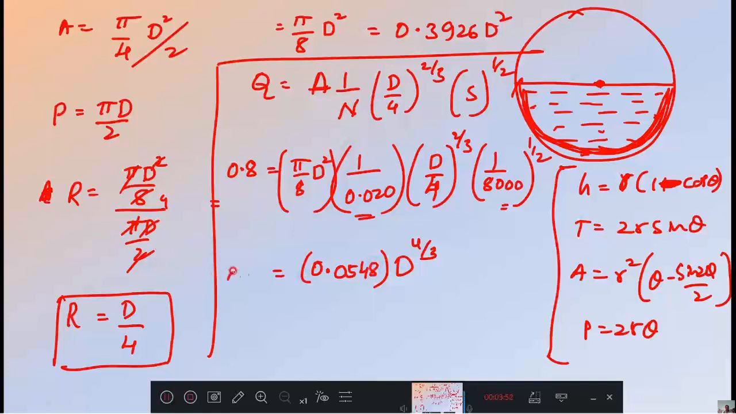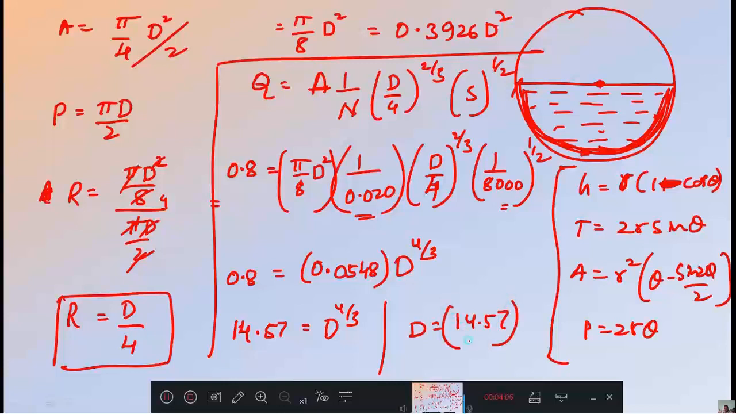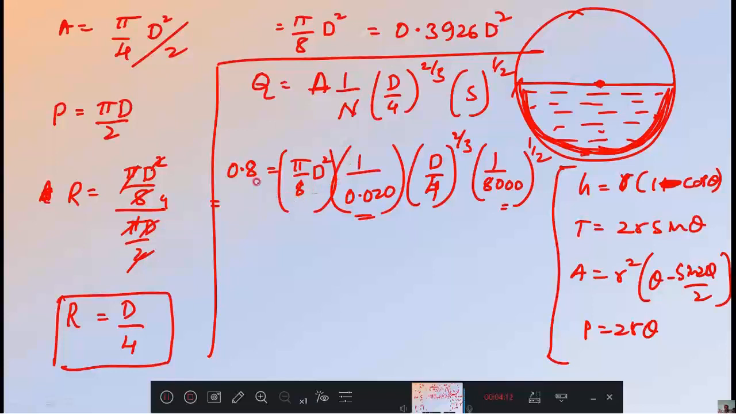This answer I am getting is 0.0548, and this is equal to 0.8. Then I will get 14.57 is equal to d to the power 4 by 3. Then d is equal to 14.57 to the power 3 by 4. Now look here, this 0.8 will be as it is, equal to pi by 4, 1 by 0.020, 1 by 4 to the power 2 by 3, 1 by 8000. These are all numbers I will multiply and substitute, and what is left out is d square and d to the power 2 by 3.